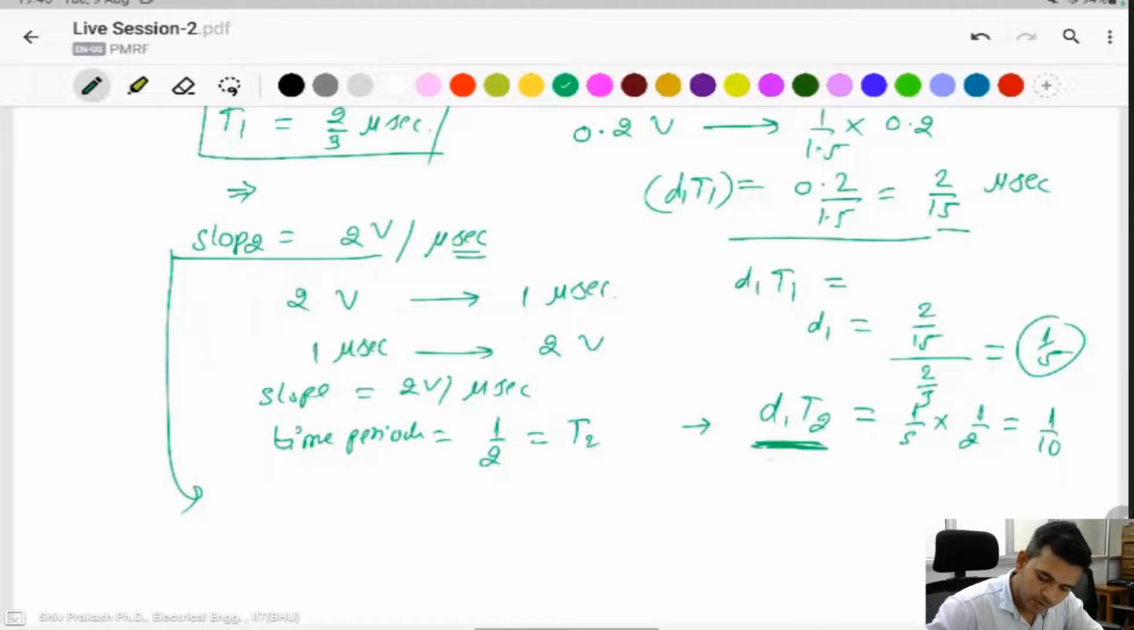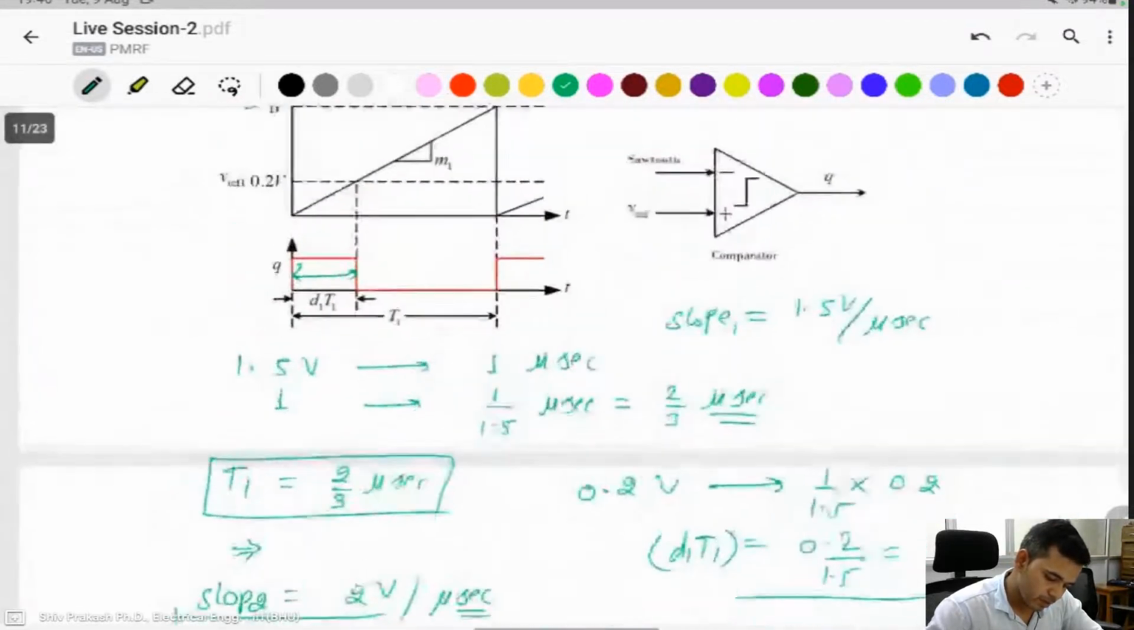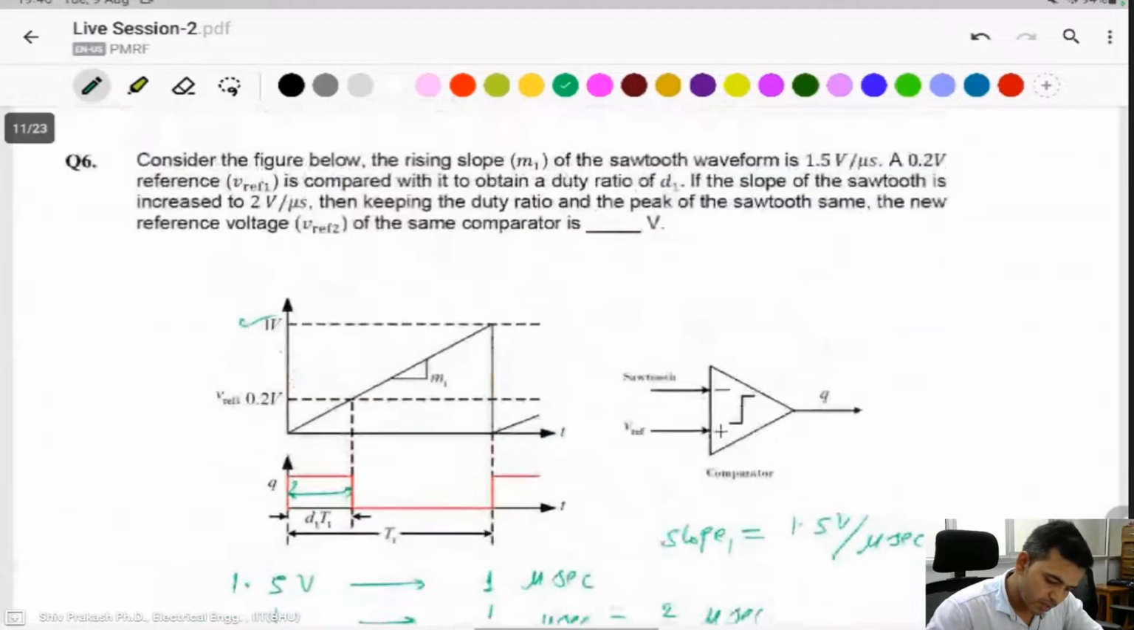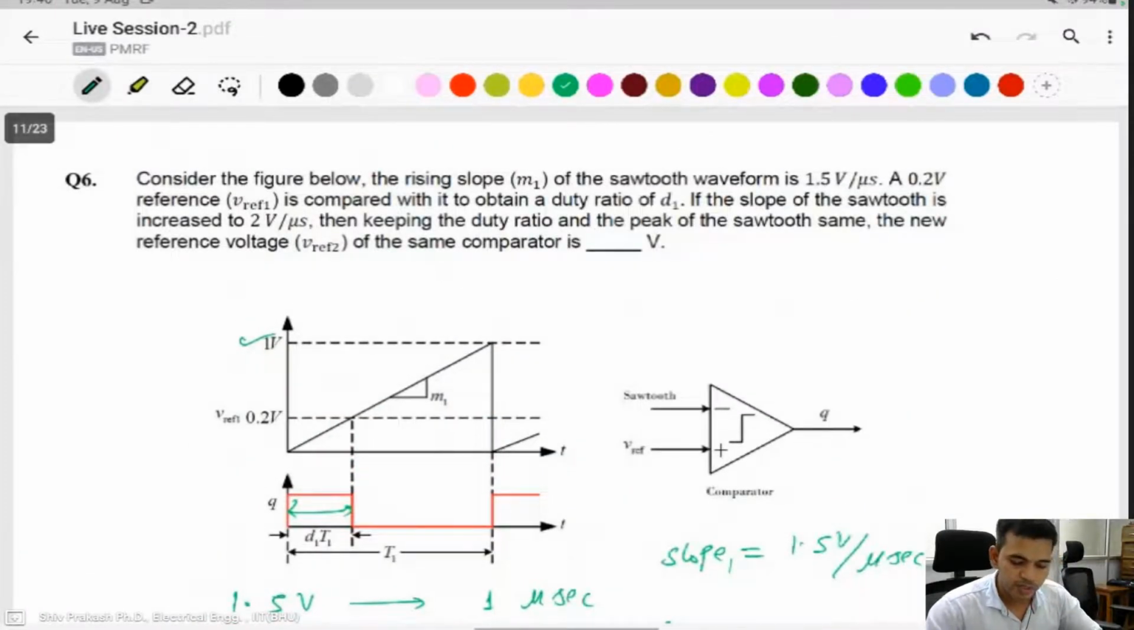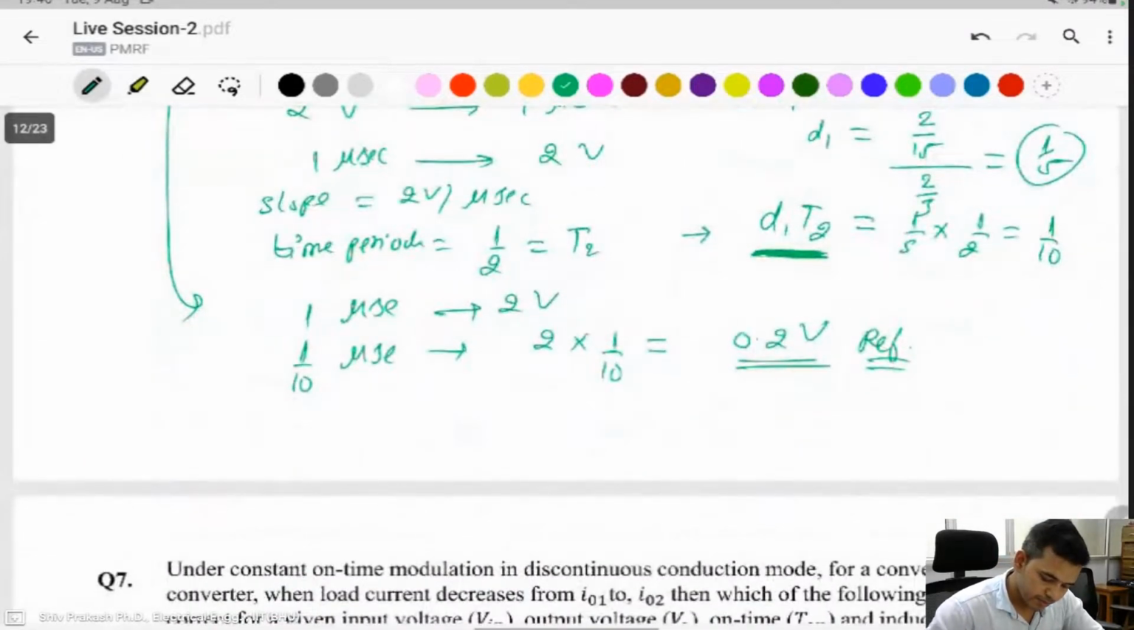And T1, D1 is the on time. Then you find 1 microsecond and 2 volt, and 1 by 10 microsecond. You find 2 into 1 by 10, so 0.2 volt is the difference. It is the same for this also. If you increase the voltage, then frequency is increased. That's why the voltage difference is the same here. I think the same. V reference 2 is also 0.2 volt.